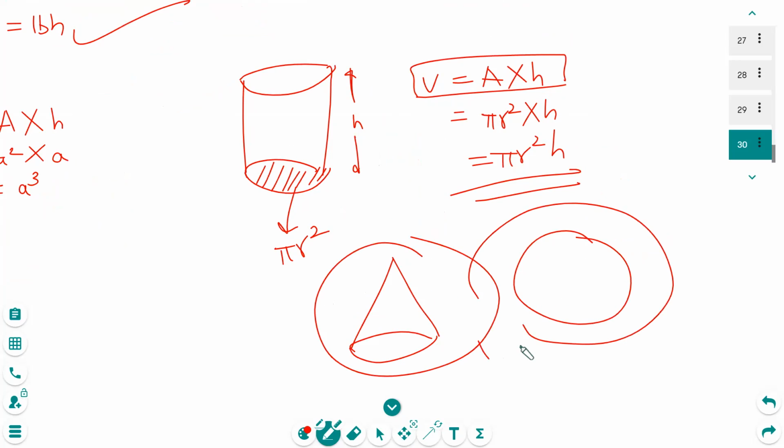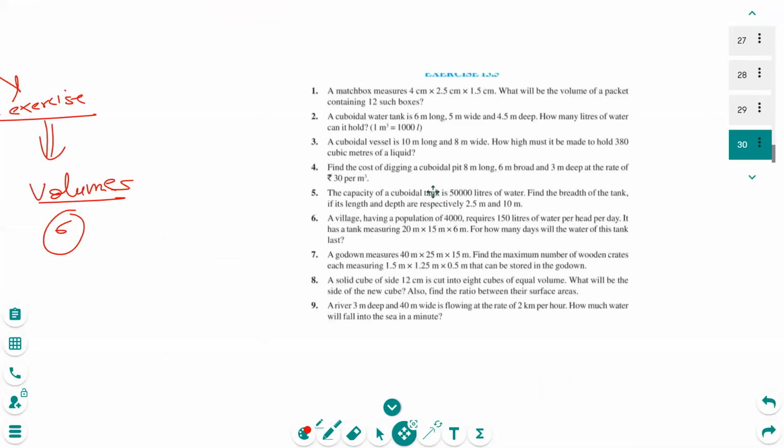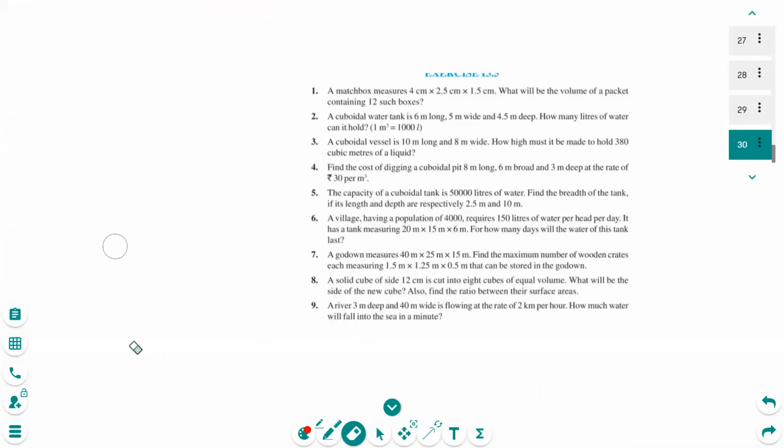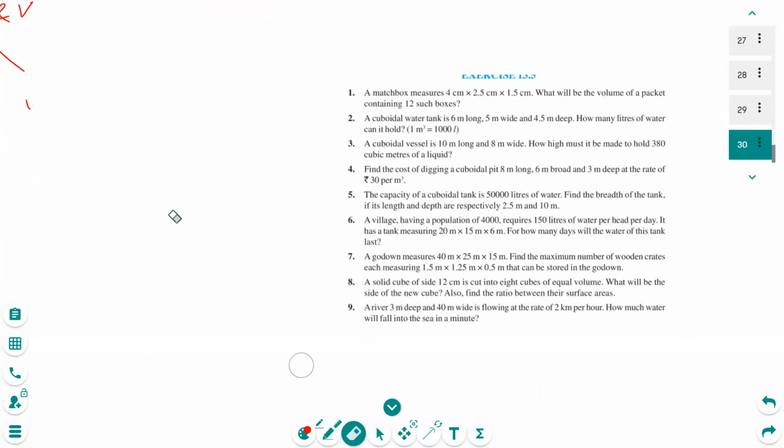These kind of formulas are derived from experiments actually. Okay, we will work on those experiments later on. Let's just focus on the exercise first. Okay, so this exercise will be about the volume of cuboid and cube, which I have already told you. So let's see if you can do the first one.